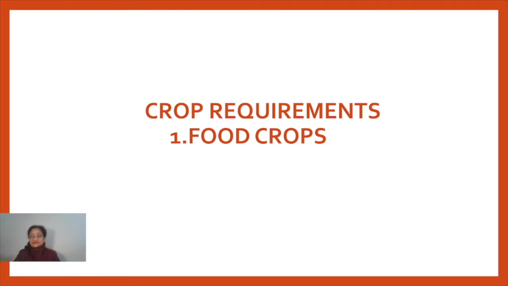So let's start with it now. First of all, there are two types of crops. On a large scale we divide the entire crops into two categories. One is called the food crops, the other is called cash crops. Now the first one we have to discuss here is the food crops.